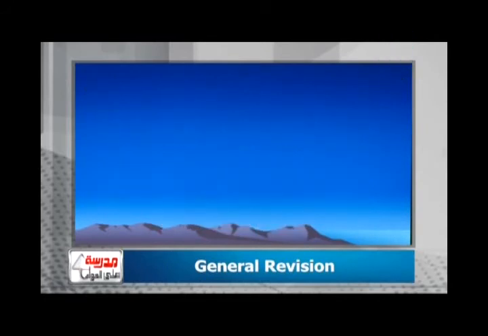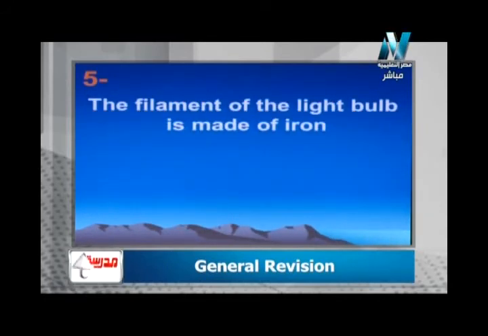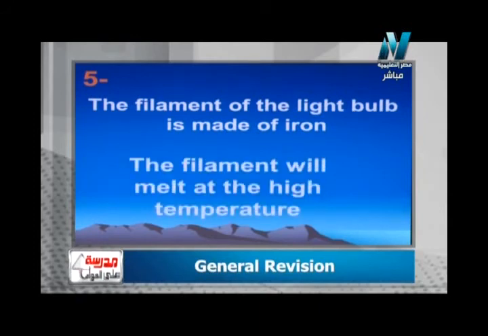Another question. The filament of the light bulb is made of iron. The question says again what happened, what could happen if the filament is made of iron. We know that the filament is made of tungsten. Why? Because tungsten has a higher melting point than iron, than copper, and than all the other elements. So what happens if the filament of the light bulb is made of iron? Surely the filament will melt at high temperature. So it will not give out light. So again the filament will melt at high temperature.